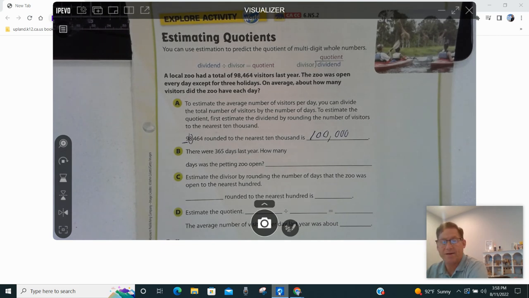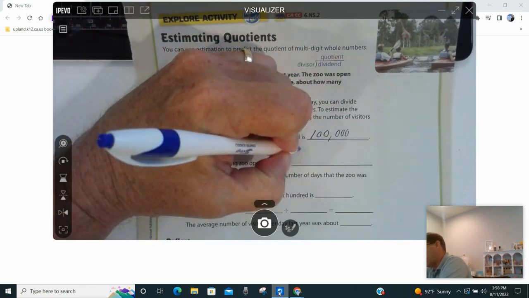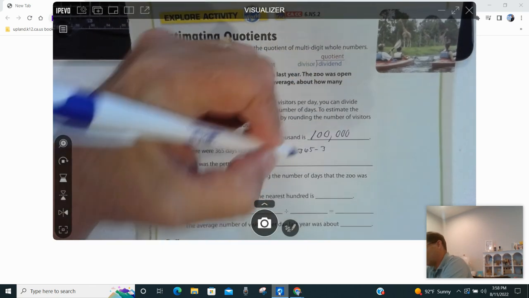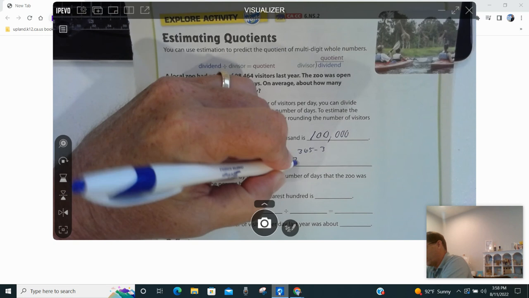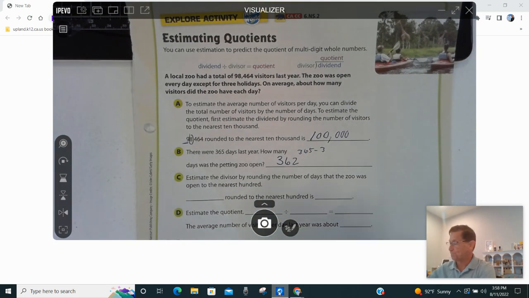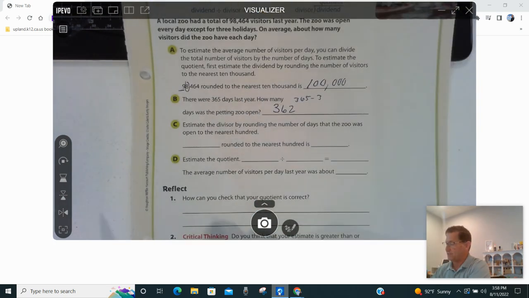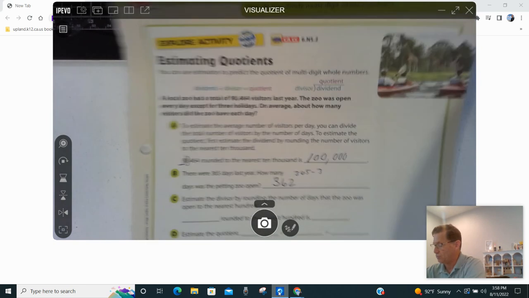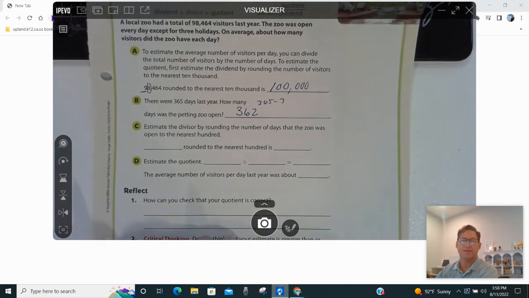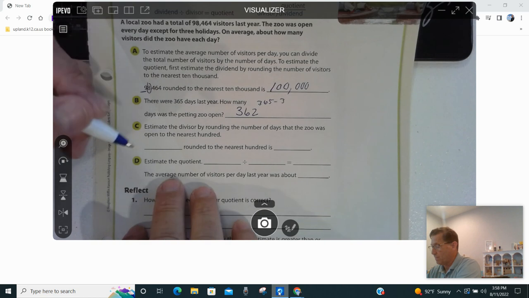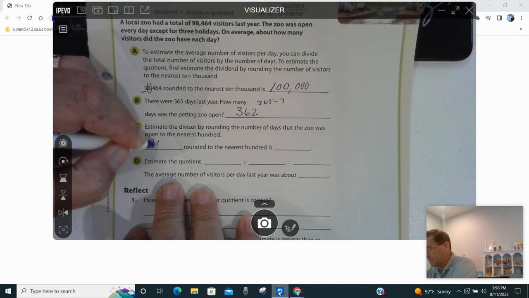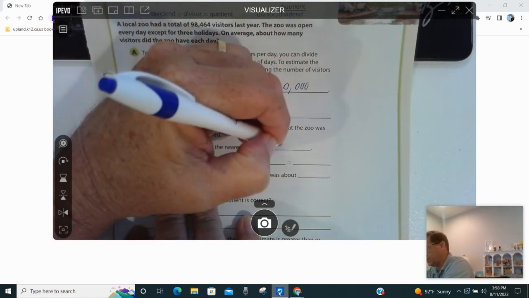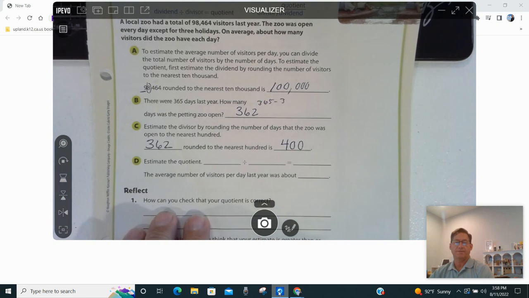All right, there were 365 days last year. How many days was the petting zoo open? Well, remember it said all but 3 days. So 362. All right, so estimate the divisor by rounding the number of days that the zoo is open to the nearest 100. So 362 rounded to the nearest 100 is 400.